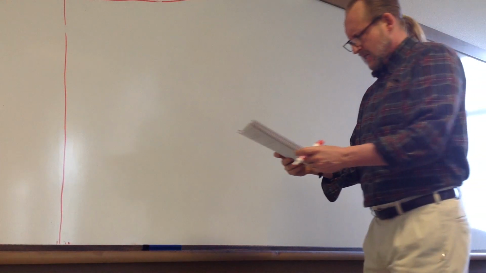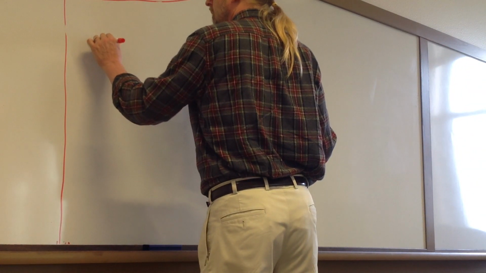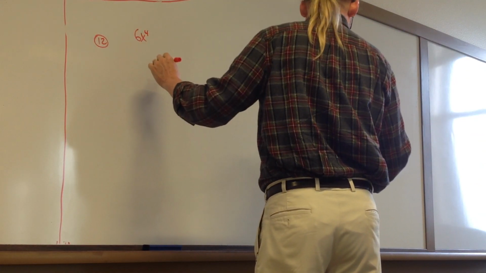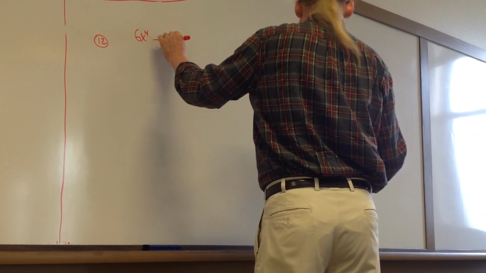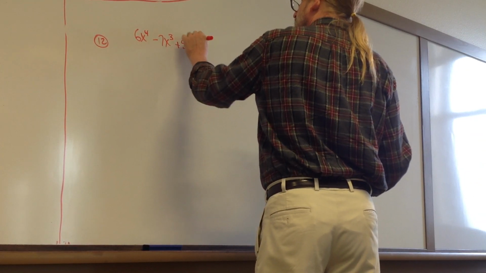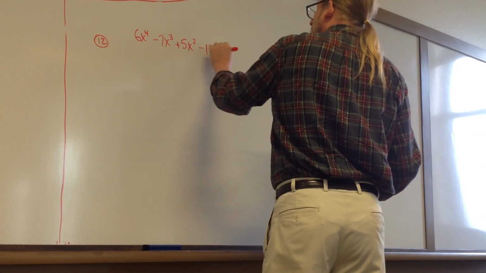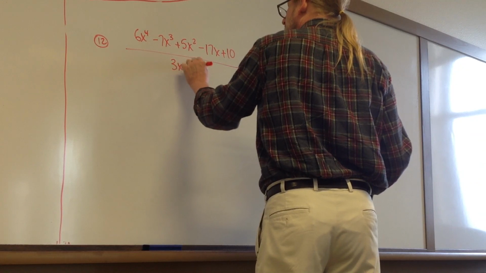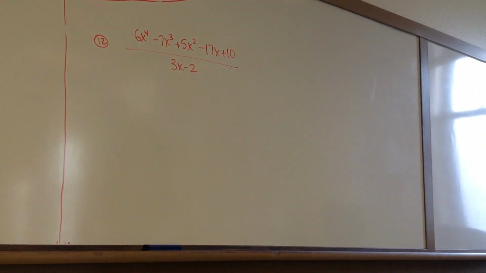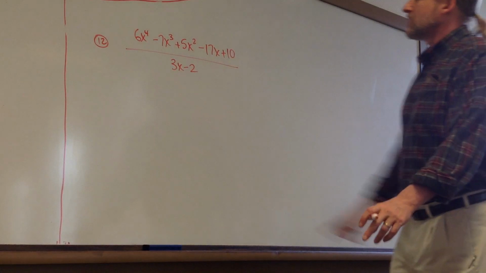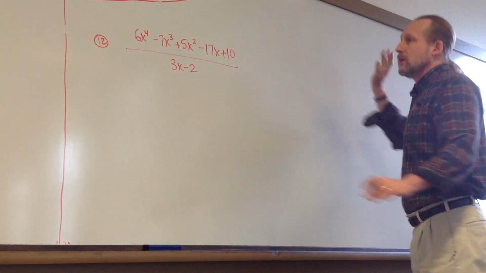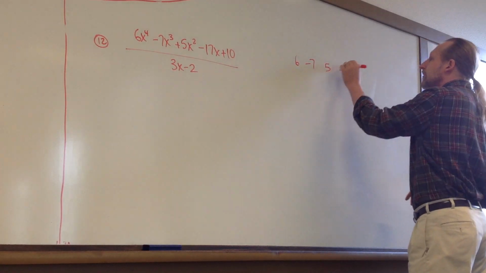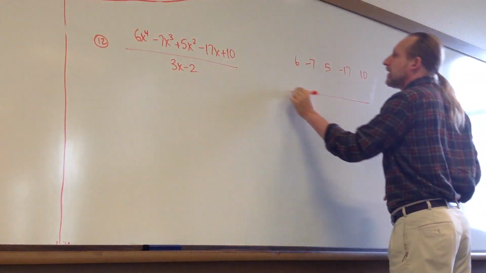Okay, problem 12. Let's see here. 6x to the fourth minus 7x cubed plus 5x squared minus 17x plus 10. And we're dividing by 3x minus 2. Okay, so do we have all the powers of x? 4, 3, 2, 1, 0. Good. So that means we need 6, negative 7, 5, negative 17, and 10.